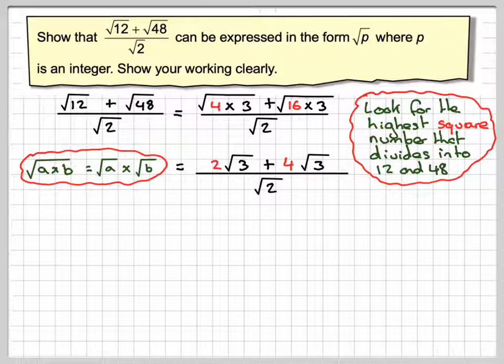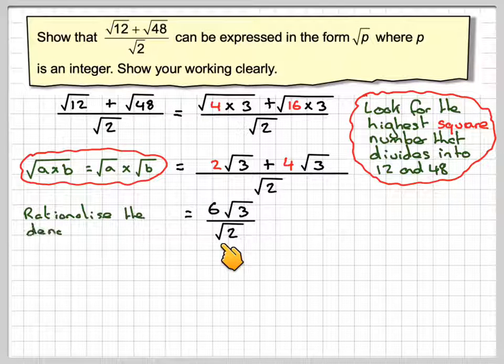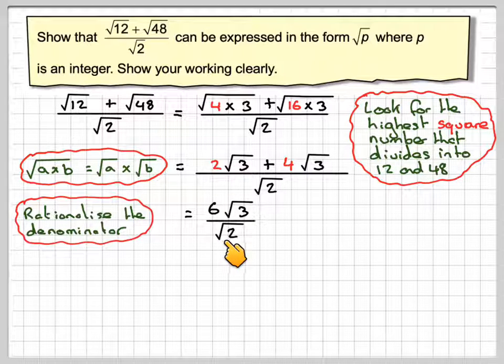Now 2 plus 4 makes 6. So we now have 6 lots of root 3 over root 2. Now, we need to do what's known as rationalizing the denominator. Rationalizing the denominator means if this is root 2, we will need to multiply it by root 2. And we need to do the same to the numerator. We can do it as long as we do it to both the denominator and the numerator.